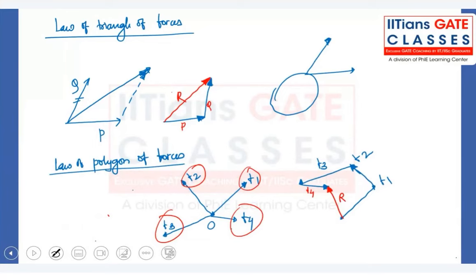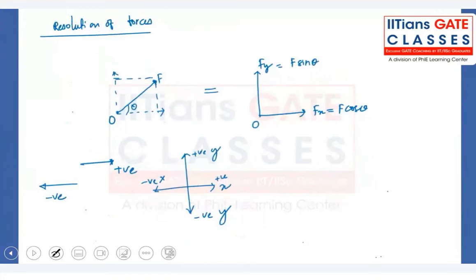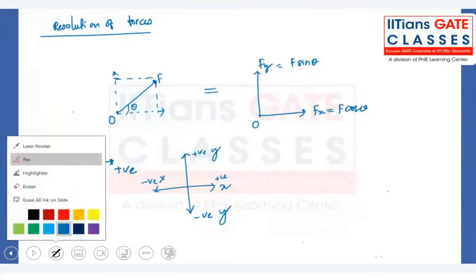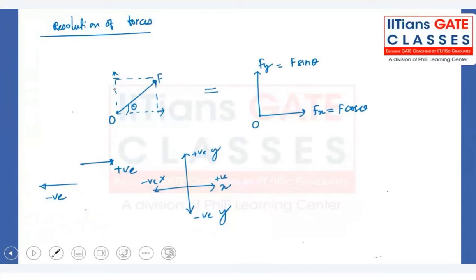Next point is resolution of forces. Write down the heading: resolution of forces. Suppose you have a force F which is acting on a body at point O. You can resolve that force into two components. Resolving means splitting or subdividing the force into two components without changing the effect on the body.